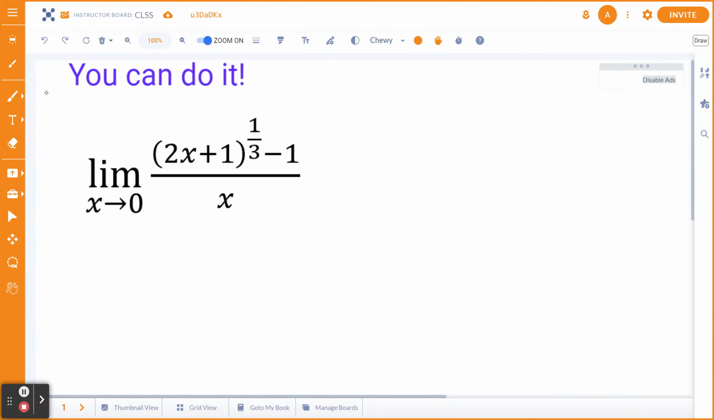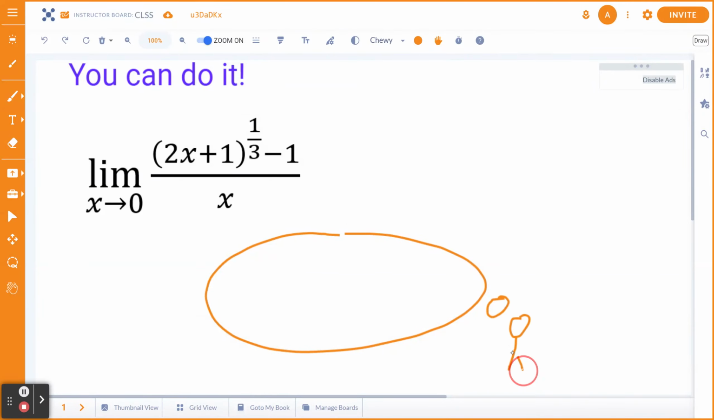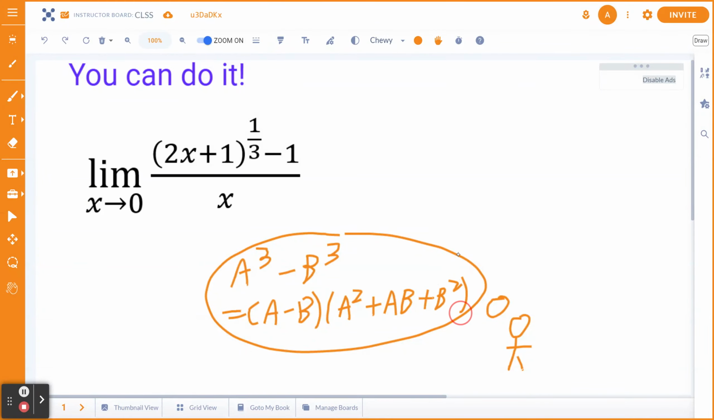Now, step 2, again, there are many ways of solving this limit. And to avoid the paradox of choice, I'm just going to show you one method. And the method here is called the difference of cubes. So think about this idea. Again, just to give you a refresher, a cubed minus b cubed equals a minus b times a squared plus ab plus b squared.